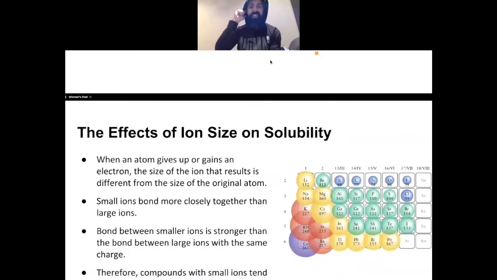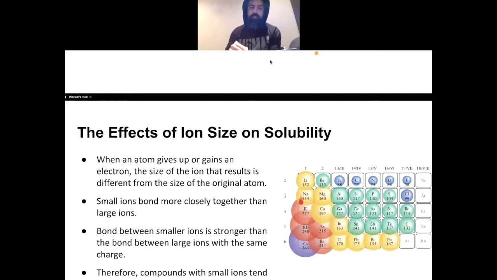So, the effects of ion size on solubility: when an atom gives up or gains an electron, the size of the ion that results is different from the size of the original atom. Believe it or not, when a halogen gains an electron on that shell to fill its octet, the radius of those anions slightly gets larger. I think I have a diagram later on that will share that.